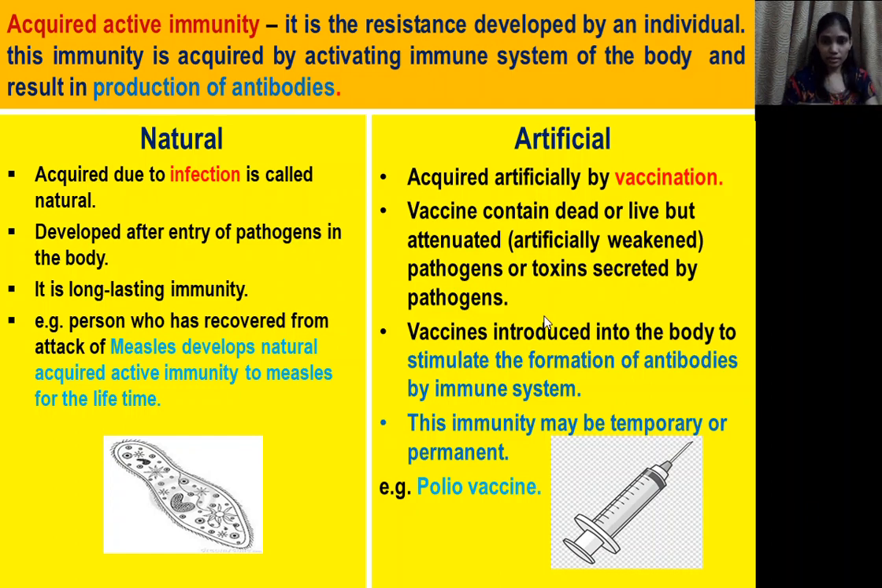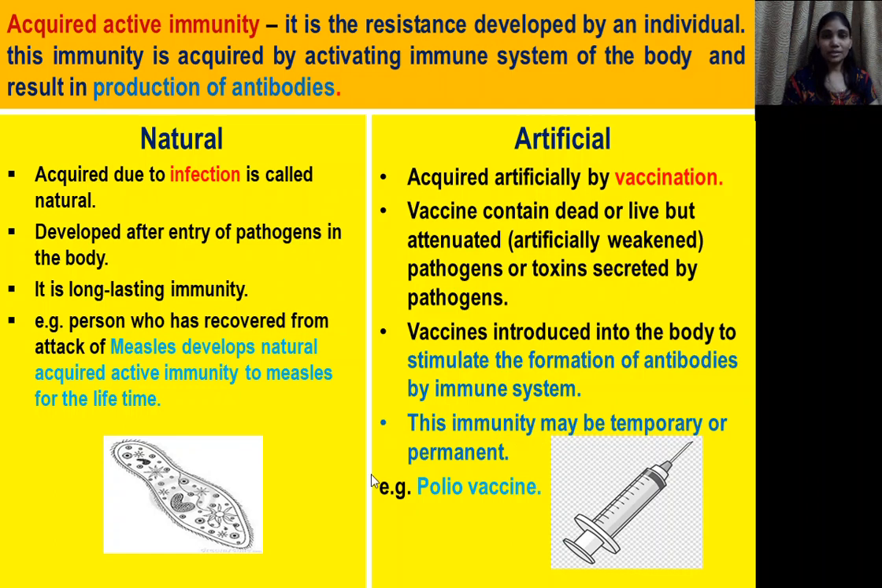The vaccine is given to us, or to small children, maybe to adults also, for different purposes. But we're talking about the polio vaccine, so it is for the small child. That vaccine is introduced into the body to stimulate the formation of antibodies by the immune system. In small children, those antibodies are stimulated very fast. For that you have to give the vaccination to those babies.